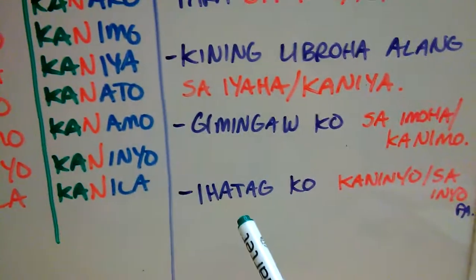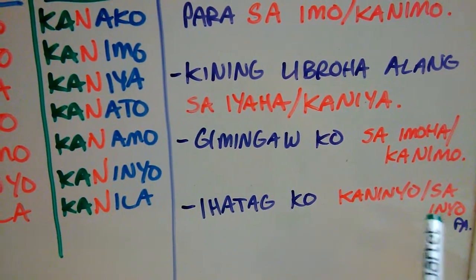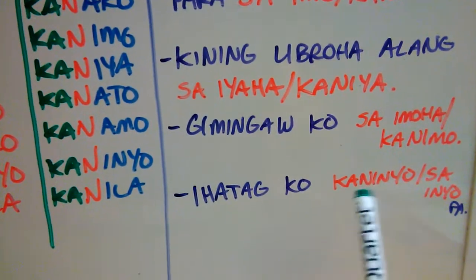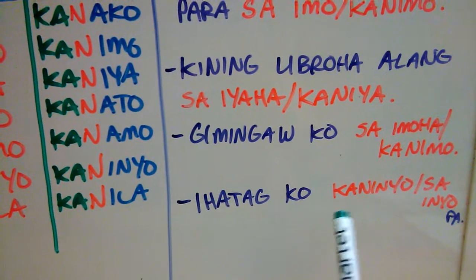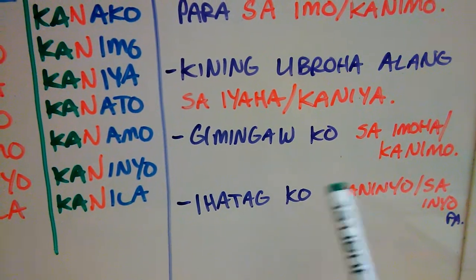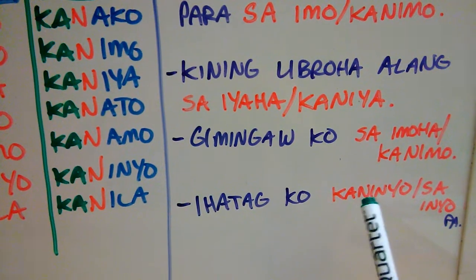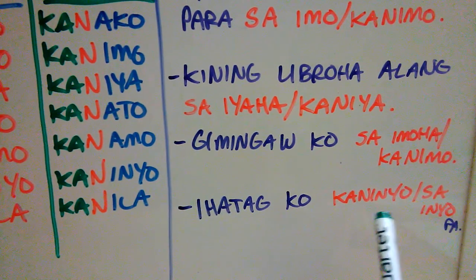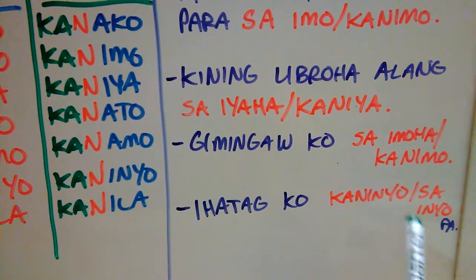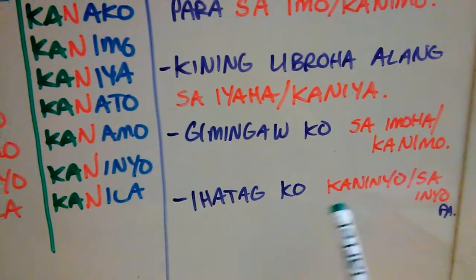And the last one is ihatag ko kaninyo pa, or ihatag ko sa inyo pa, which means I will still give it to you. Pa is that enclitic particle meaning still or yet. I still will give it to you all. Kaninyo, sa inyo, to you all, second person plural. They both mean the same thing. I will still give it to y'all.